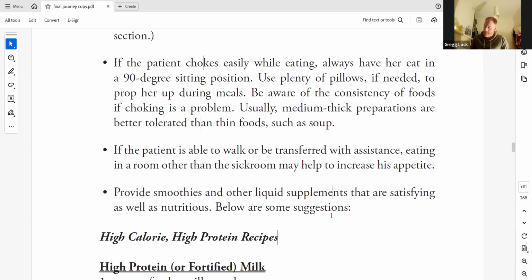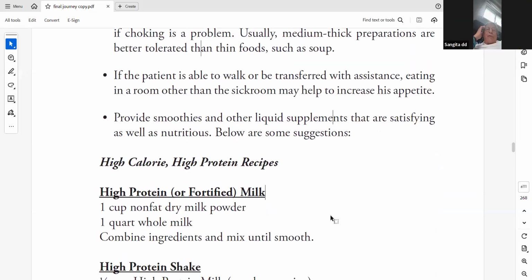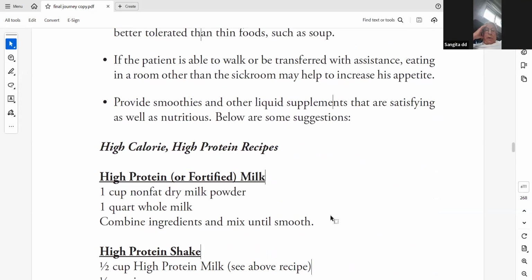Below are some suggestions. You don't have to read the whole recipe, but maybe just the title. Yeah, sure.